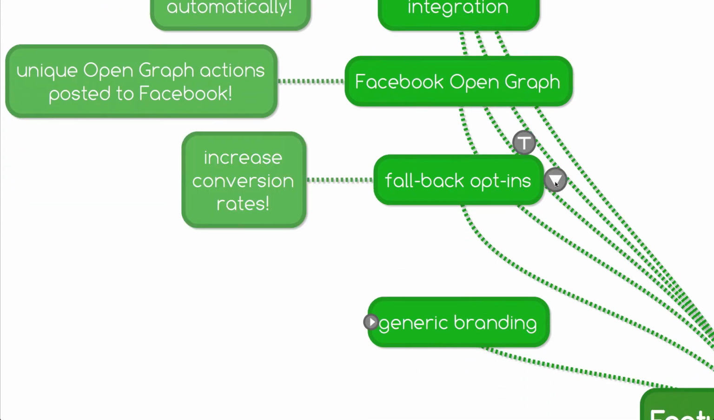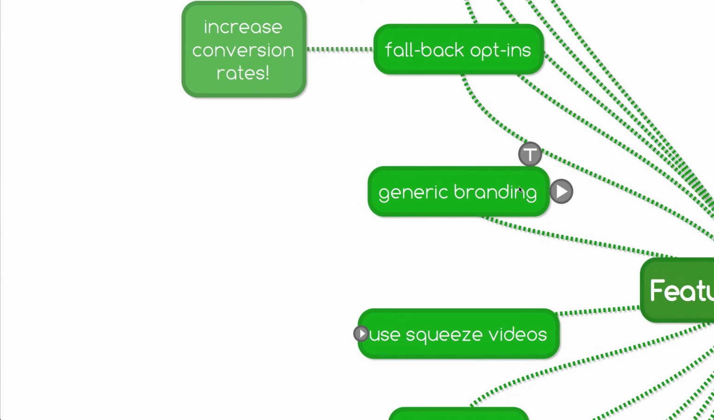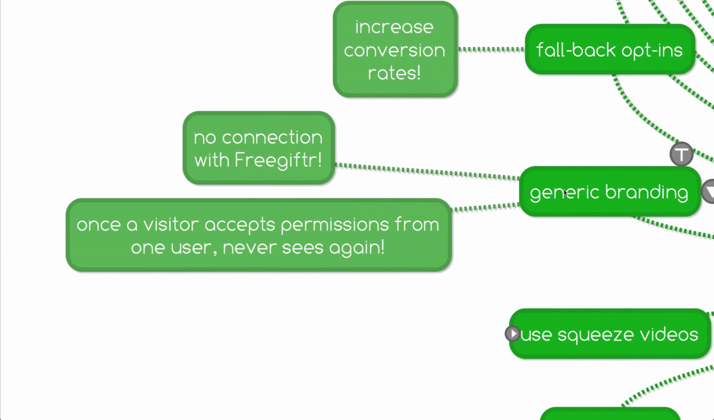Fallback opt-ins. So this is important. If someone denies Facebook permissions, we still can increase your conversion rates by allowing them to use their email address instead of accepting permissions. And now generic branding is important because, first of all, there's no connection with Freegiftr. It's just a very generic name called Connect, which is very easy. The blue matches the Facebook blue. So no one really will say, I wonder what this is. There's really no trigger in someone's mind that puts up their defenses automatically.